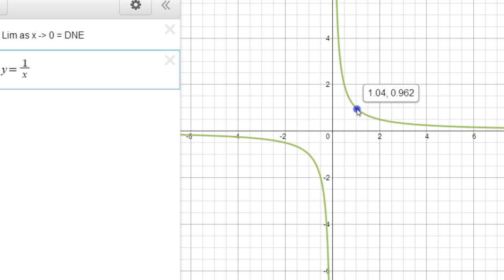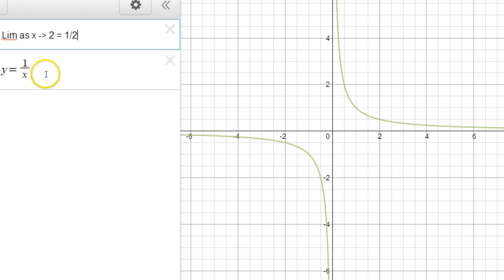Now, if I picked a different point on the graph, let's say 2, that limit would exist. As I approach 2 from the right-hand side, I'm approaching about 0.5, which is a half. And as I approach it from the left-hand side, I'm approaching 0.5, which is a half. So this one I would say is 1/2. As you can see, the limits can be different in different spots.